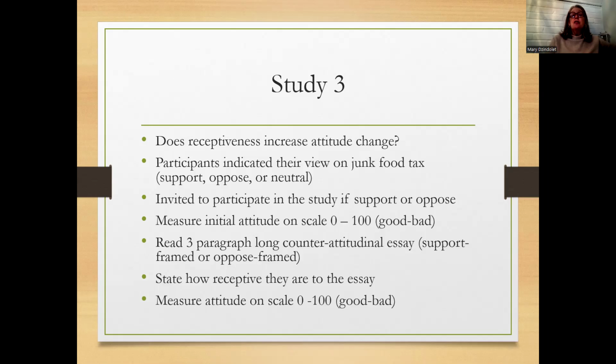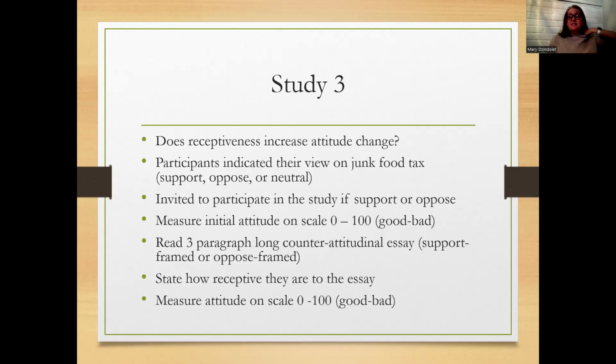Then you read a 3-paragraph long essay that said the opposite of whatever you thought. So if you're pro junk food tax, this was 3 paragraphs long talking about how that's a bad idea. If you were against the junk food tax, then you read this big long 3-paragraph thing that's going on and on about how it's a terrible idea. But regardless of whether it was pro or con, it was either framed in a support frame way or an opposed frame way.